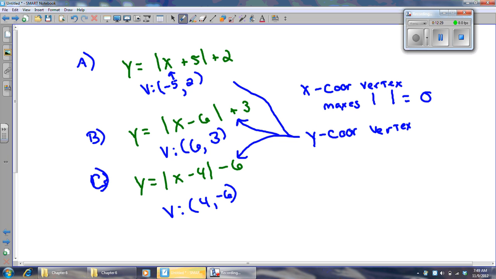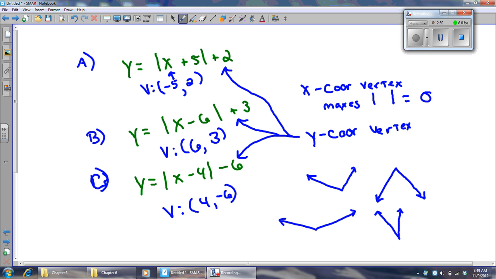Okay? So, with an absolute value graph, you'll always get this distinctive V shape. Sometimes, which I haven't told you when, it'll open upside down. I want you to be able to tell me that on Monday. And sometimes you can get a real wide one and a real skinny one. I haven't told you those either, but we're going to see if you can figure that on your own. It should be pretty simple.